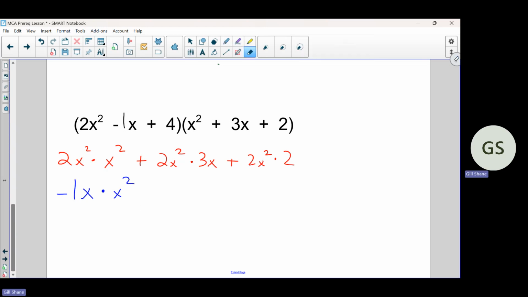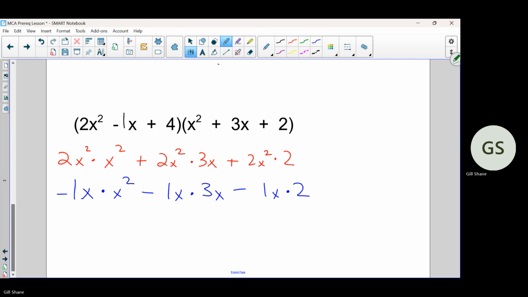Now I need to be careful with my rules of multiplication. I have negative 1x times a positive 3x, which means the answer will be a negative. So I'm going to say subtract 1x times 3x. And then I do this again, negative times a positive. So subtract 1x times 2. If you'll notice, the last term in all of these is the same: times x squared, times 3x, times 2. It'll always be the same. I'm just multiplying each one of these times the same three terms over and over again.